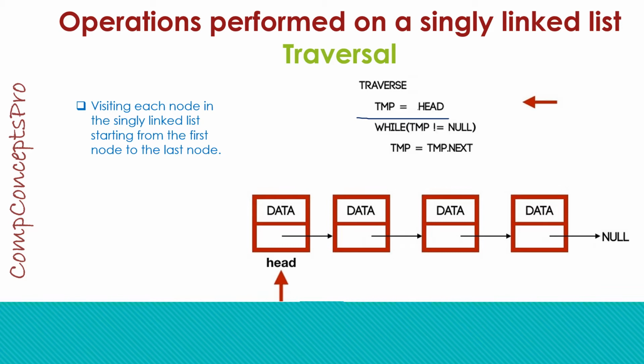After that, we'll write a while loop which will run till the temporary pointer reaches null. This will indicate that we have reached the last node of the linked list. And during each iteration of this while loop, we have to shift the temporary pointer to the next node of the linked list by doing this. So our pointer will shift to the next node during each iteration.